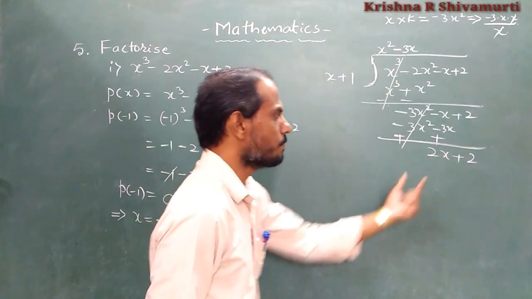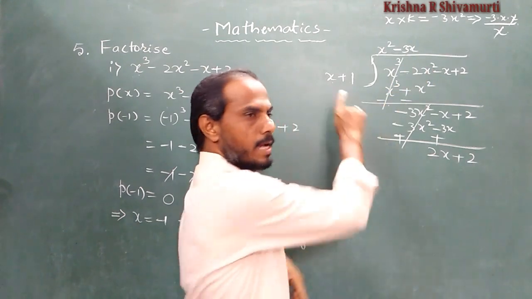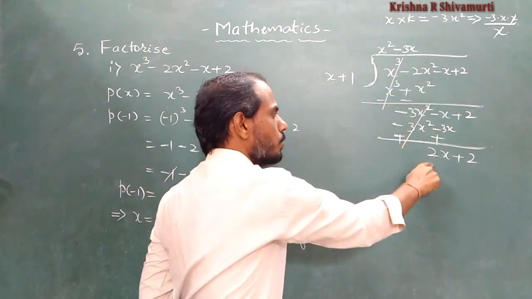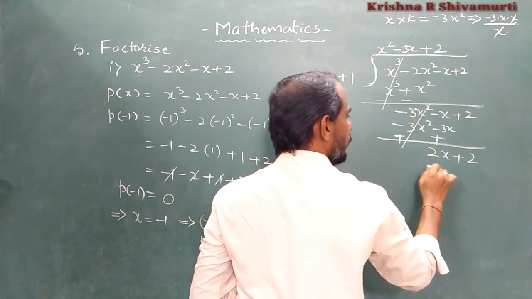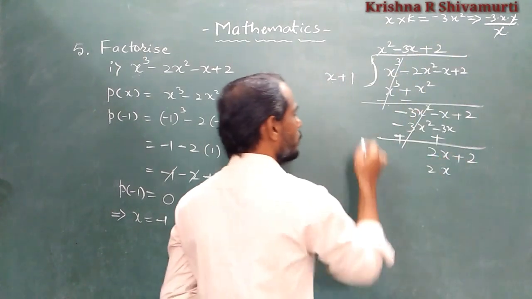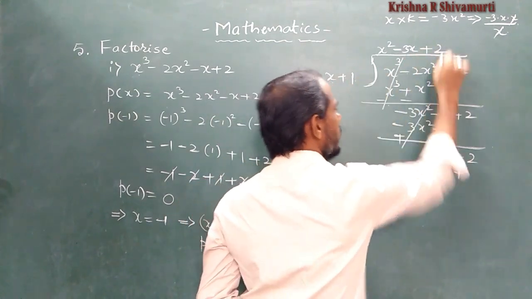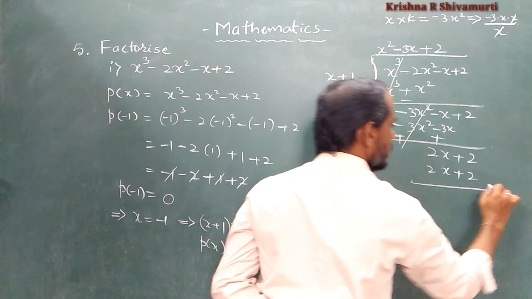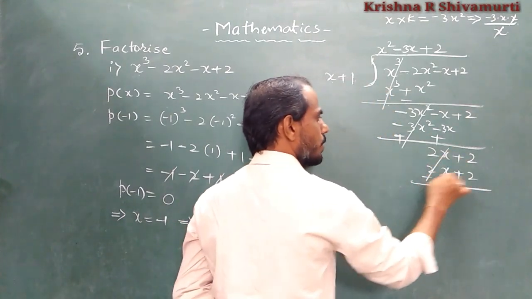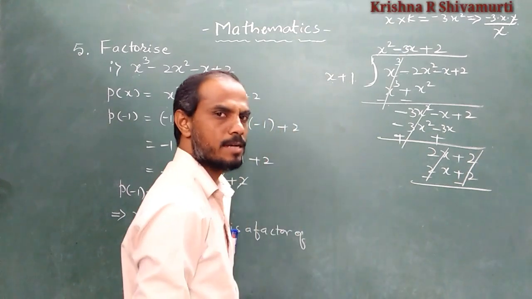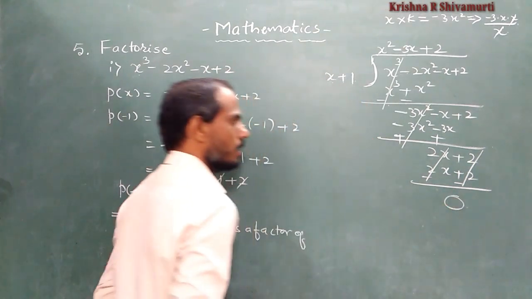Now what is the first term? 2x. x into what is 2x? x into 2. x into 2 is 2x, plus multiplied by 2. x into 2 is 2x. Plus into plus, 1 into 2 is 2. Change the sign. Minus. Plus 2x minus 2x gets cancelled. What is the remainder? The remainder is 0.